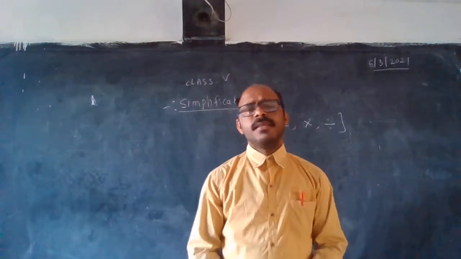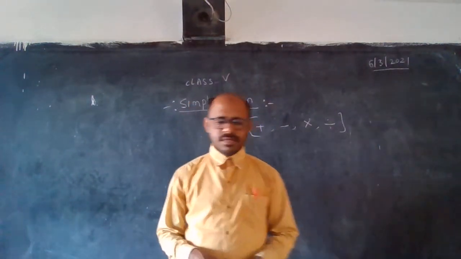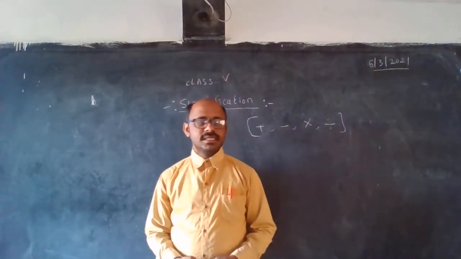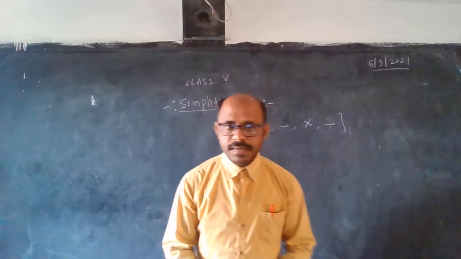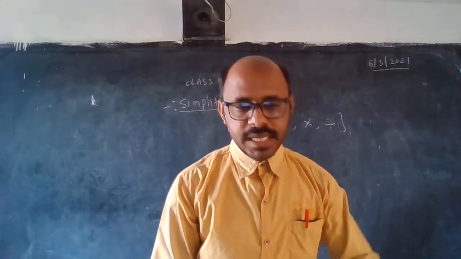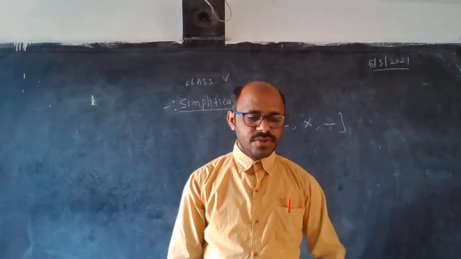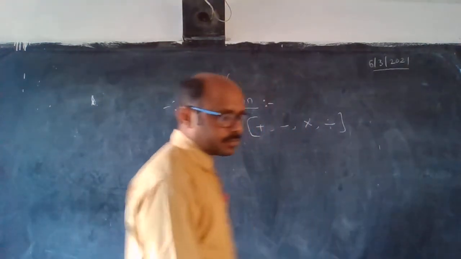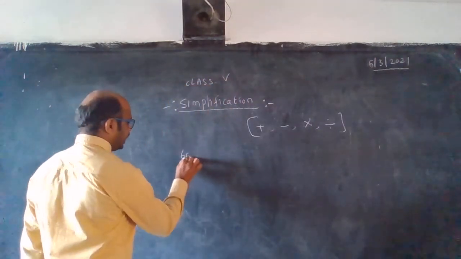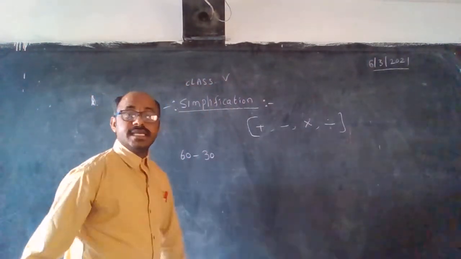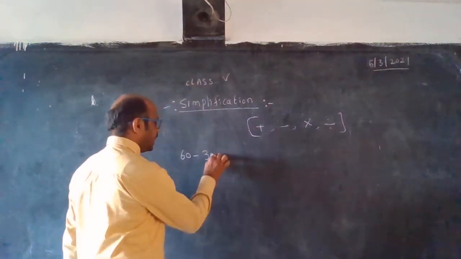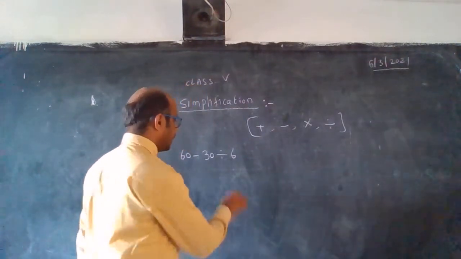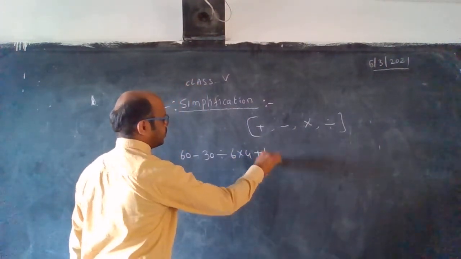Simplification can also have algebraic terms, but algebraic terms are not introduced in 5th class. That will come next class, the 6th class. Now it is only simplification of numerical expressions. Suppose, for example, 60 minus 30 divided by 6 into 4 plus 1.